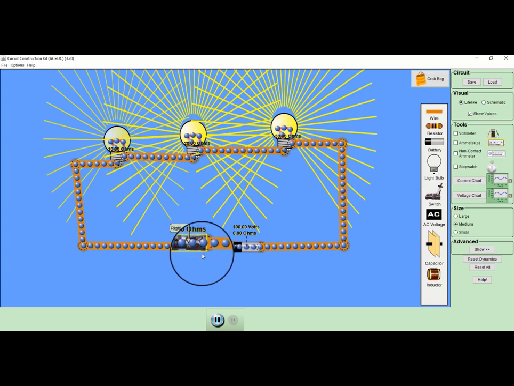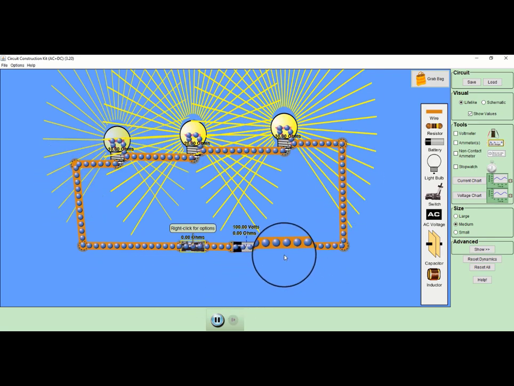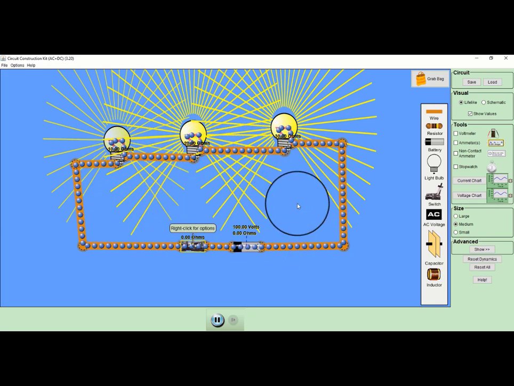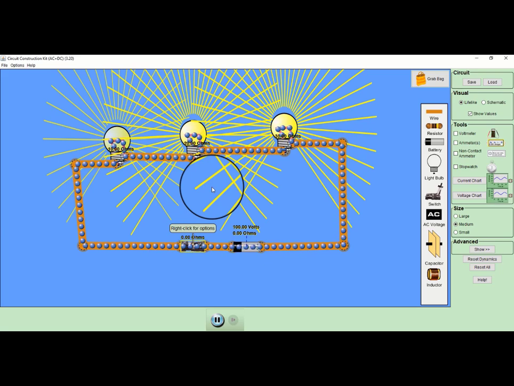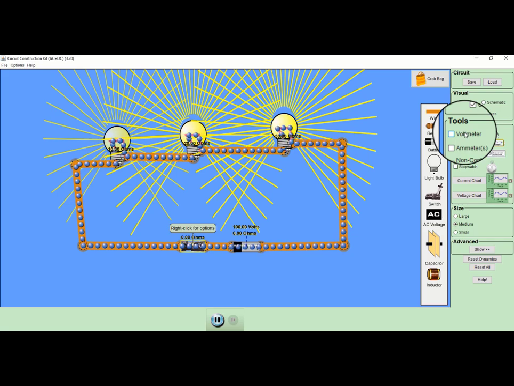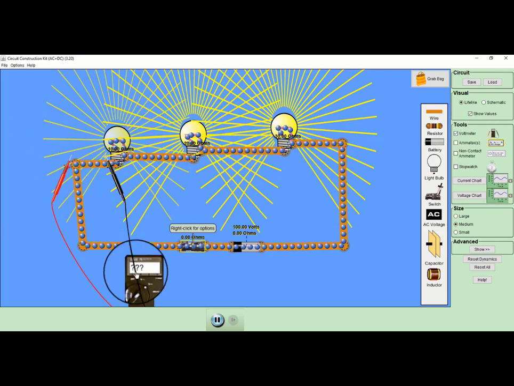As soon as I close the switch, these free electrons start moving and there will be flow of current. Conventional current will flow in clockwise direction as free electrons are moving in anti-clockwise direction. Now we want to calculate voltage across each bulb. For that I will require a voltmeter. So let's click on voltmeter. Now let me move this voltmeter here.